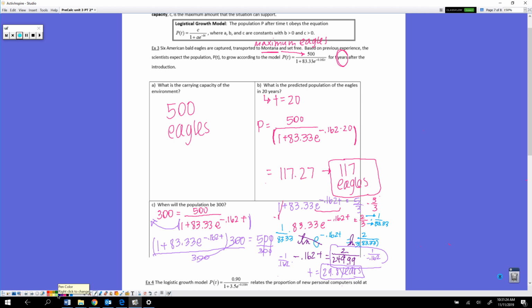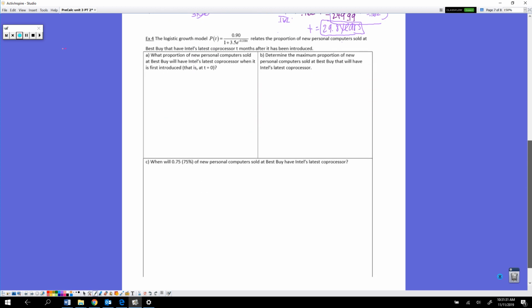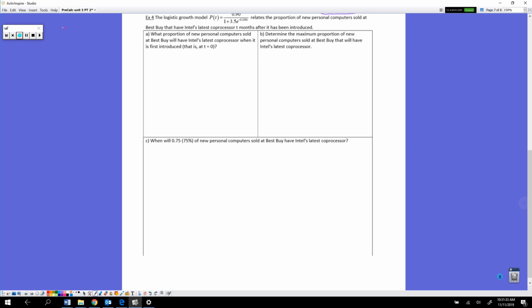Okay, so basically that's how you do these problems. You're either taking that number and plugging it in for P, or you're plugging in a number for t time. So if you flip over to the back, notice just one more problem. It gives us this logistic growth model: P of t equals 0.90 divided by 1 plus 3.5 e to the negative 0.339t. It relates the proportion of new personal computers sold at Best Buy that have Intel's latest coprocessor t months after it has been introduced.